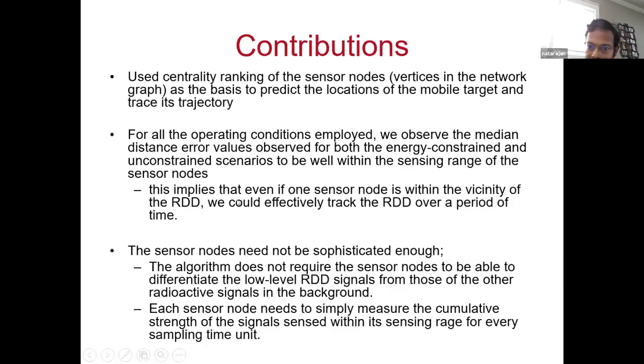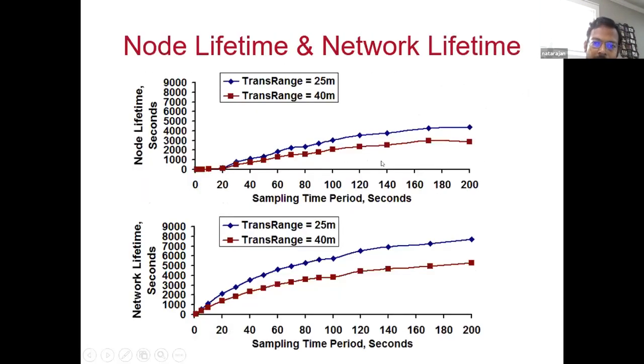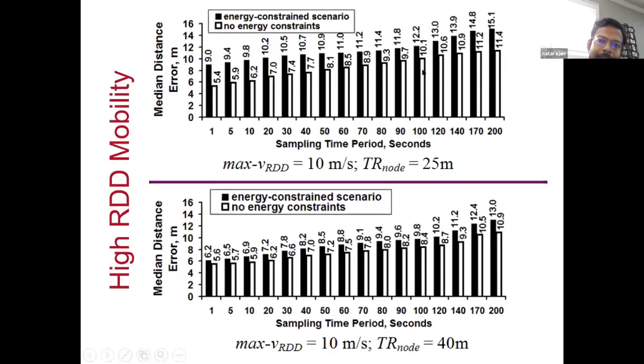One thing that we could see from the results, which I did not say earlier, is that the median distance error values that we have reported here are less than half the transmission range. As I said earlier, the sensing range is considered to be half the transmission range. For 25 meters, the sensing range is 12.5 meters, and for 40 meters, it is 20 meters. So the median distance error values reported are less than the sensing range of the nodes.